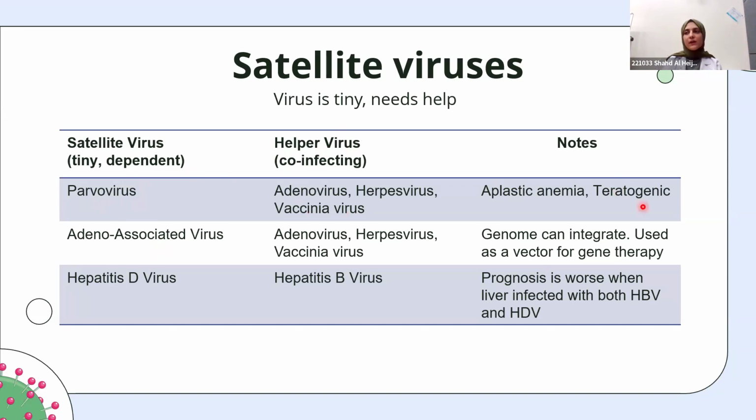Teratogenicity is basically when it infects the mother, and then the mother will pass it to the fetus through the placenta, and then the fetus will be affected. So this can affect the growth of the fetus, cause mental retardation, intellectual disability, and so on, depending on the type of virus. So parvovirus is a satellite virus, needs adeno, herpes, or vaccinia virus, and it will end up with aplastic anemia and teratogenicity.